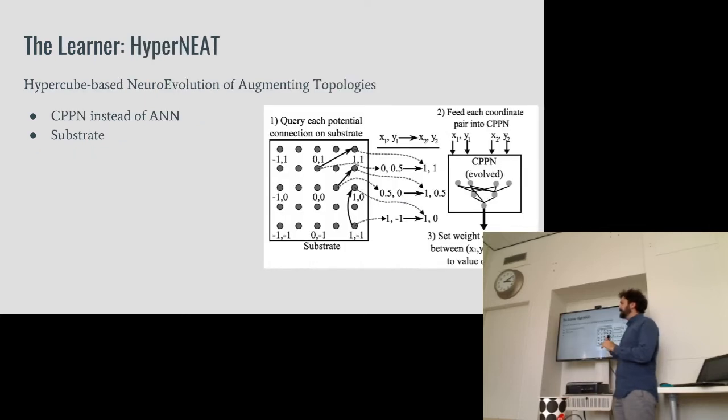So, then we have HyperNEAT. HyperNEAT is inspired by NEAT. It's using NEAT to create a network, a CPPN network. And the network is used to configure another network.